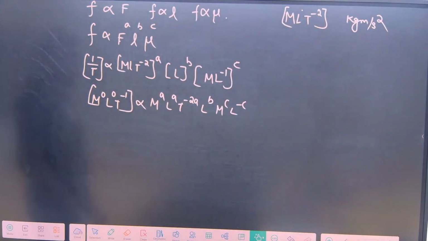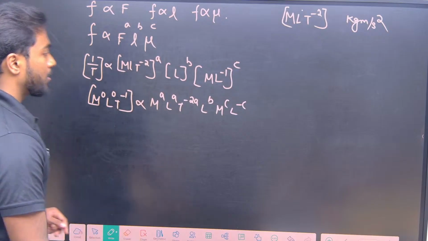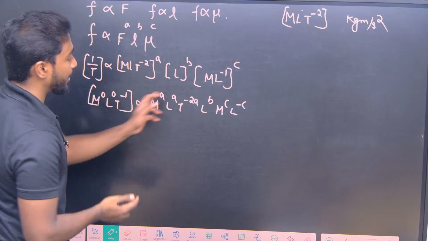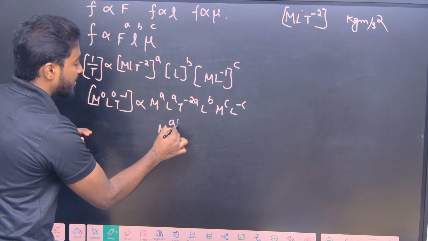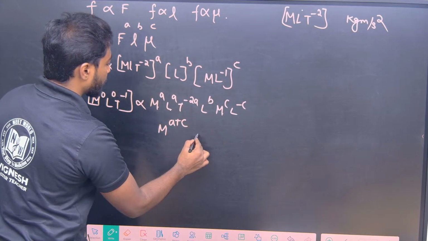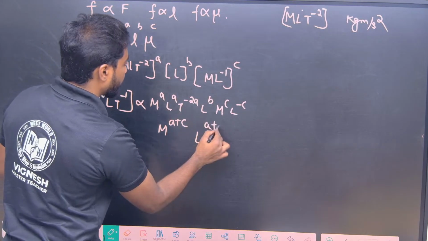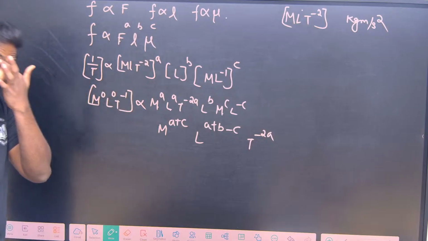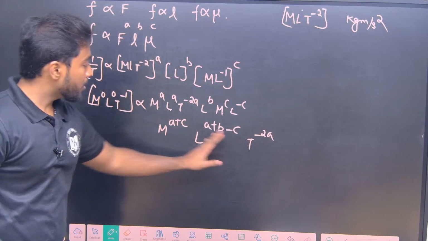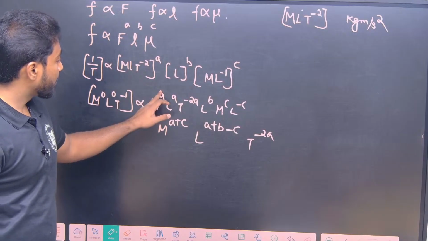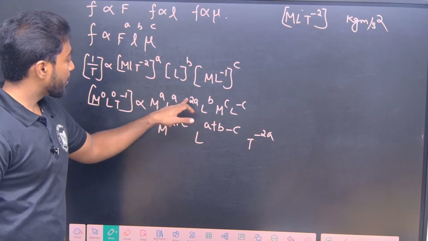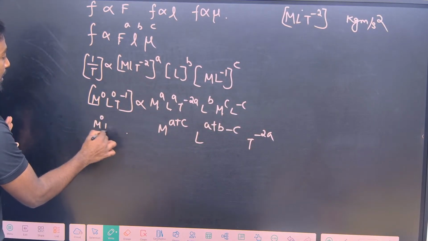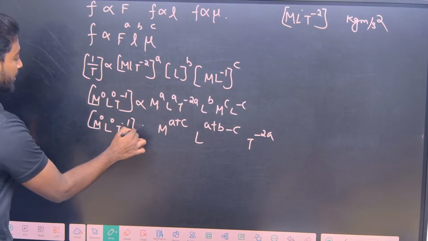Up to this clear, no? Now the common quantities M, the bases are the same, so I can add the powers. M power a plus c, then L power a plus b minus c, then T, only one T, T power minus 2a. Any doubts over here? So M power 0, L power 0, T power minus 1, directly proportional.